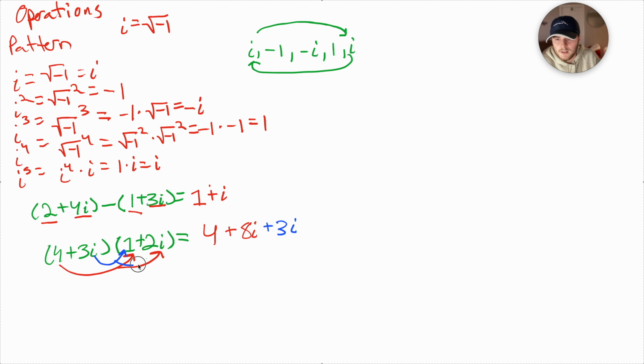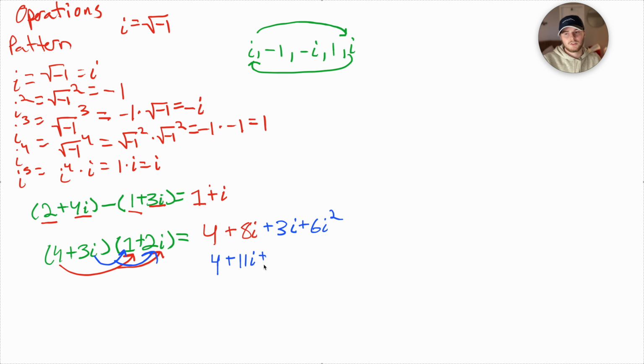Then we got 3i times 2i, which is going to be 3 times 2, which is 6. I times i is i squared. Okay. Well, let's simplify here. We got the real number 4, no other real numbers involved, plus 8i plus 3i. 8i plus 3i is 8 plus 3, which is 11. You have i attached, so 11i. And then we have 6i squared.